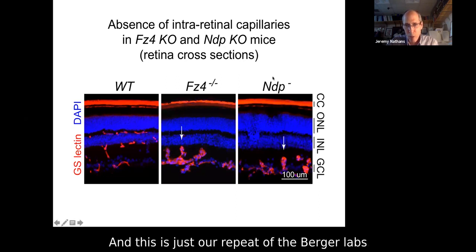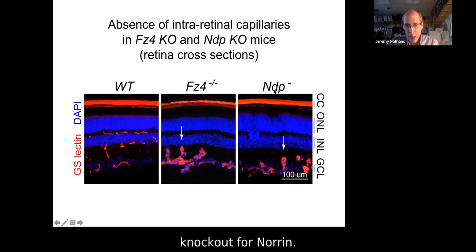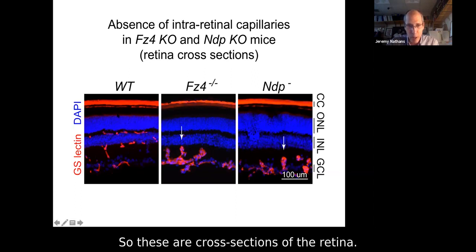And this is just our repeat of the Berger Lab's knockout for norrin. And the phenotype is quite striking. So these are cross sections of the retina. Let's just look at the wild type first. In blue is DAPI.